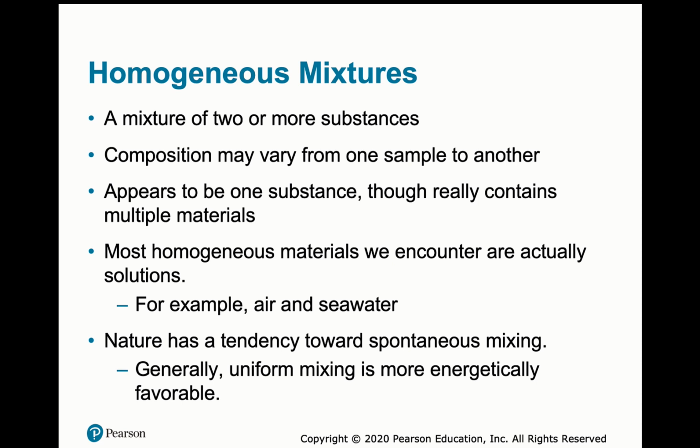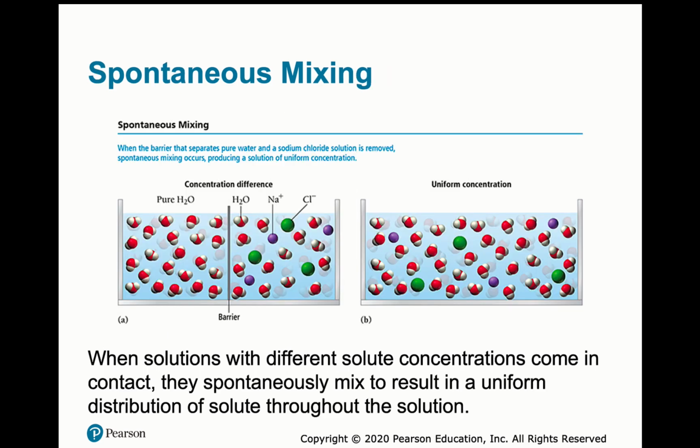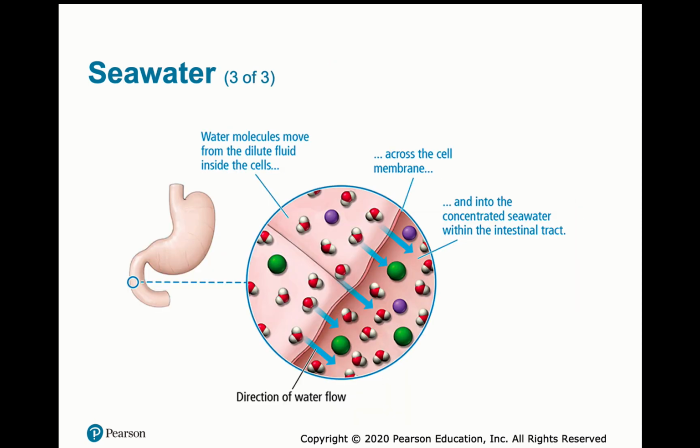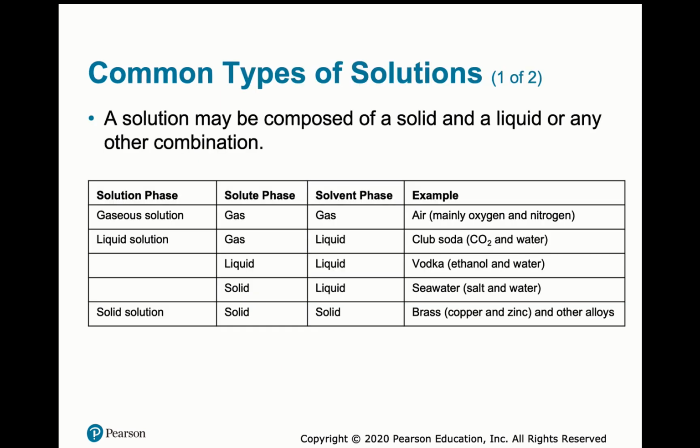Generally speaking, things go towards spontaneous mixture. And uniform mixing tends to be more energetically favorable because of probability, at least. And mixing is spontaneous. So if you have pure water and you have some salt water, if you remove the barrier, the concentration tends to go towards a uniform concentration. And what drives this is actually something called entropy. So I mentioned before with seawater that drinking seawater will dehydrate you.